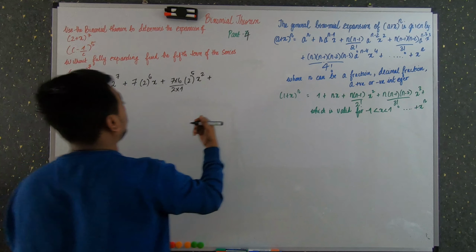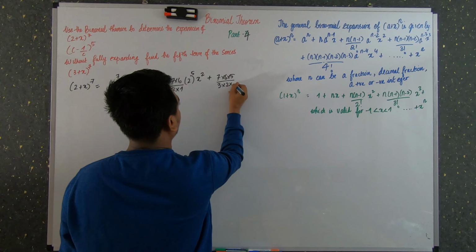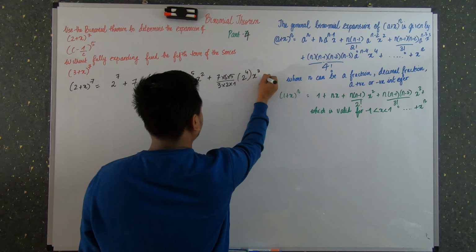Again, the next term would be what? 7 into 6 into 5 by 3 factorial. What is that? 3 into 2 into 1 into 2 raised to 4 x cube. What is the next term again? 7 into 6 into 5 into 4 by 4 factorial, that is 4 into 3 into 2 into 1. When we do this problem, you will get a better understanding also about these expressions. Okay, so what is it? 2 cube into x raised to 4.